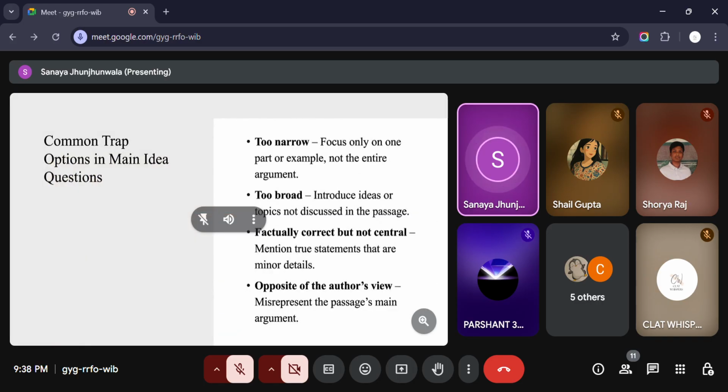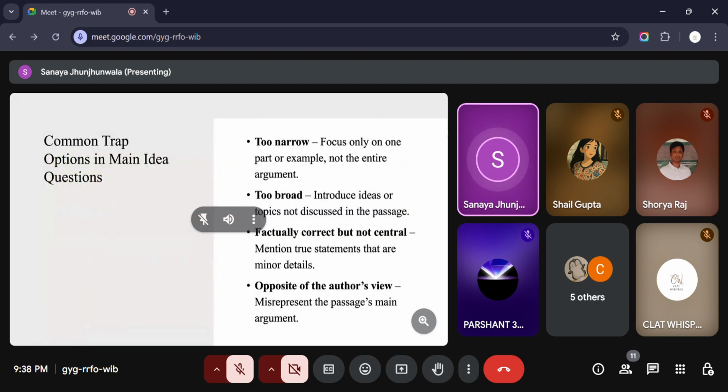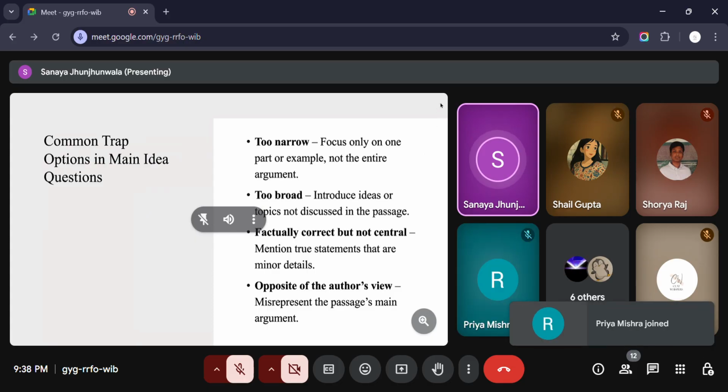So something that is too narrow, too broad, it introduces ideas or topics not discussed in the passage. तो इसमें ये भी बोल सकते हो कि the increase in rainfall due to melting of ice caps and increased sunlight is also a cause of urban flooding. कहीं मेंशन है आइस कैप्स के बारे में, सनलाइट के बारे में? It's nowhere there in this passage. So anything that is introducing new ideas or discussing topics not in the passage, it cannot be the main idea.